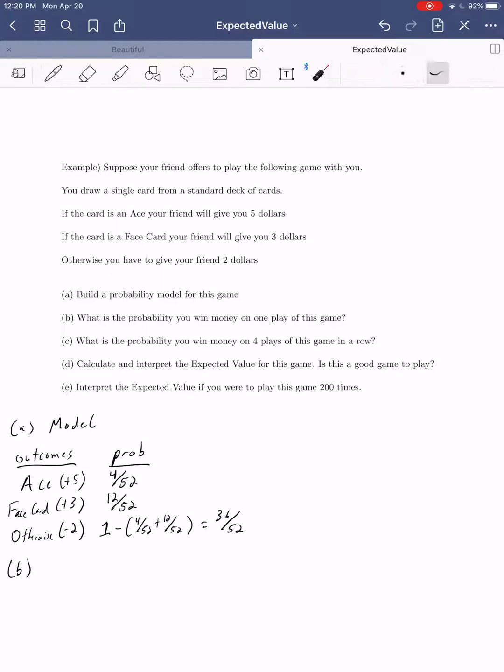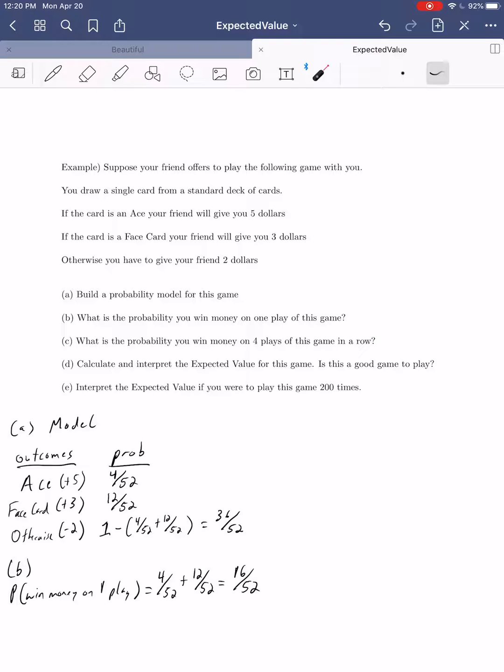Next question we want to answer here is, what is the probability that you win money on one play of the game? So probability, win money on one play. So if you're going to sit down and play this game only once, what's the chance that you win money? Well, there's 2 different ways that you can win money here. You can get the ace or you can get the face card. So we just add those probabilities because it doesn't matter which one, both will win us money. And we can see that the probability that you win money on one play is 16 out of 52.